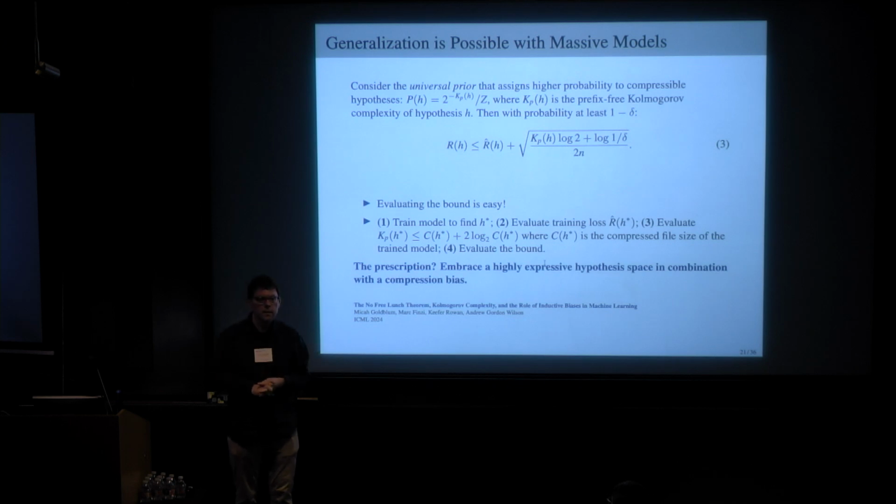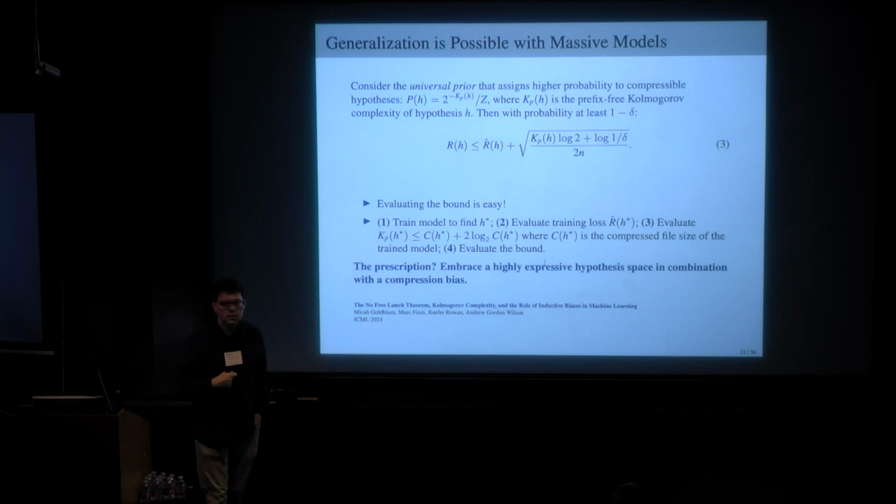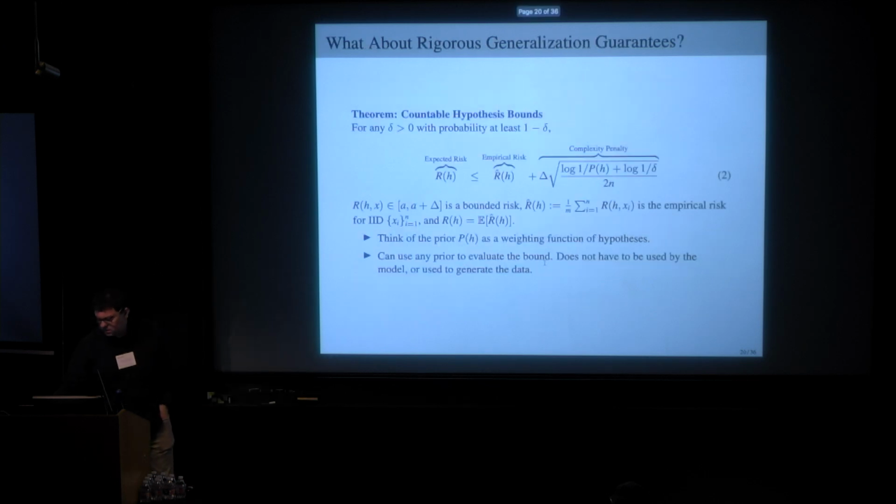Do you have a question? Yeah, just a clarification. So this bound is uniform over all the H's? No. It's basically saying that compressible H's have exponentially more weight. The standard finite hypothesis bound would be like a uniform prior over H.